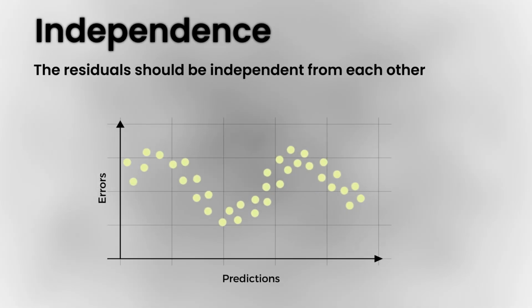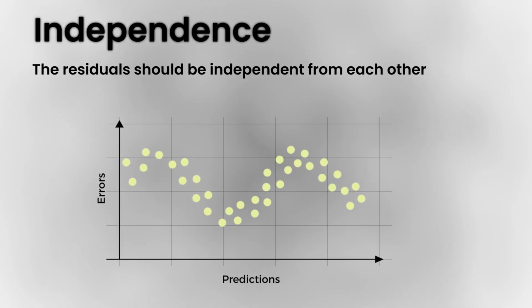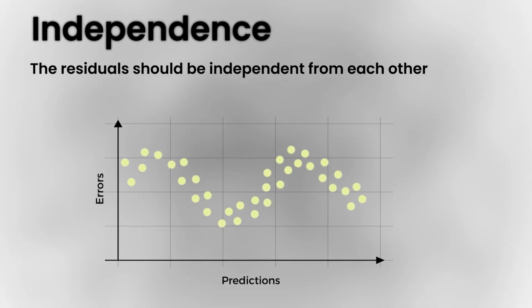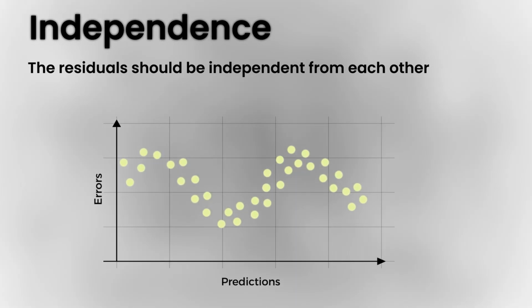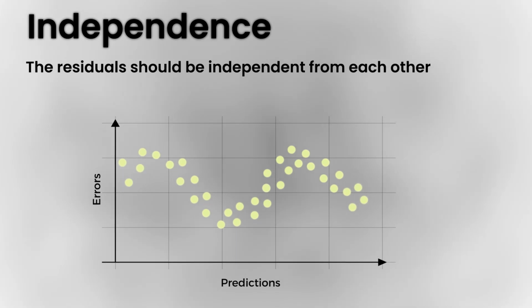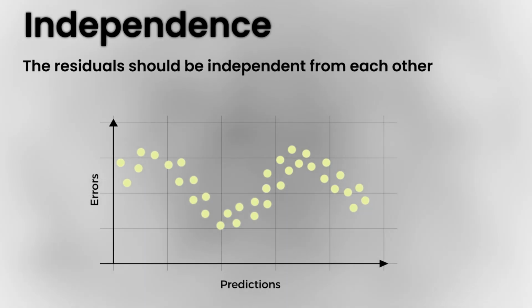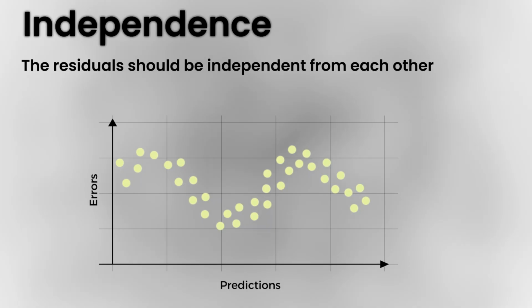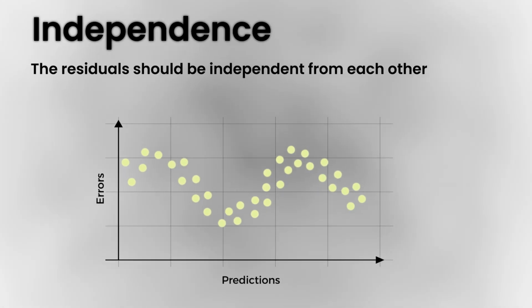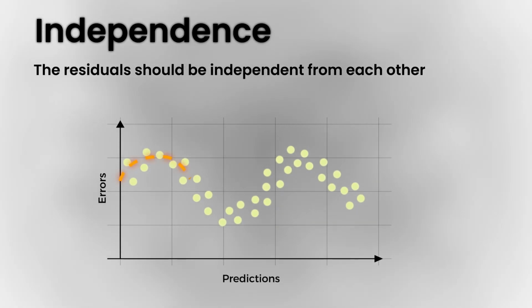Next up, we've got independence. This one's pretty simple. The errors or residuals of the model should be independent of each other. This means that the error associated with one observation should not be correlated with the error of any other observation. One way to detect a lack of independence is by examining a residual plot. If you notice a pattern, such as trends, cycles, or clustering, it suggests correlation between residuals, meaning the assumption of independence is not met.